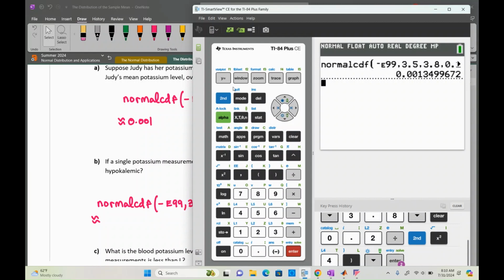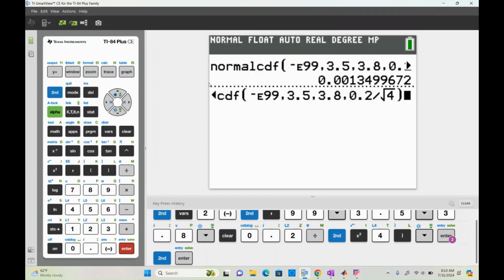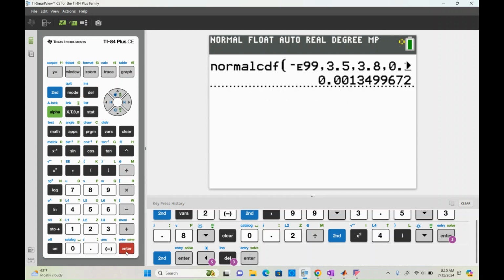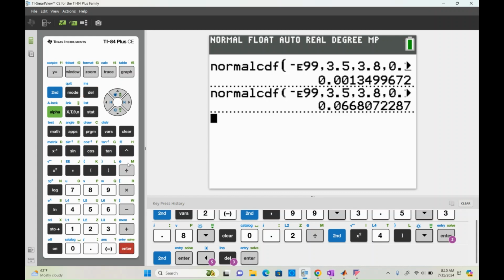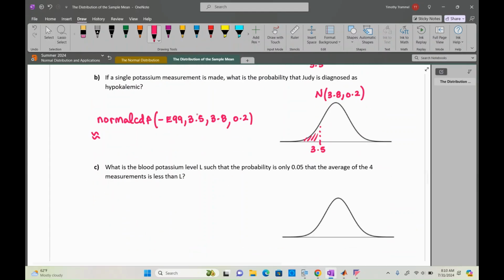Here we go. So one quick way of fixing this problem is you could just hit second and then the enter button, and what you typed in previously will pop up. And I just need to delete that divided by the square root of 4. There we go. And so now I'm getting about 0.07. Let's go record that.